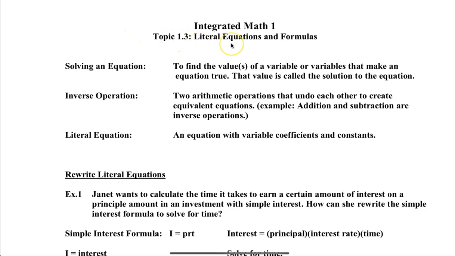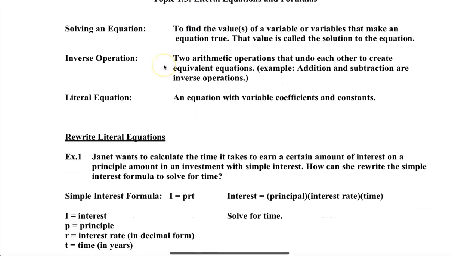Literal equations and formulas. In this lesson, we want to rearrange literal equations and formulas to solve for separate variables. That's kind of the idea. We know how to solve an equation. Inverse operation, all this stuff is still true. When you solve an equation, you're trying to find a solution to a variable. Inverse operation is the way we do that: if it's multiplication, you want to divide both sides. If it's subtraction, you want to add both sides.